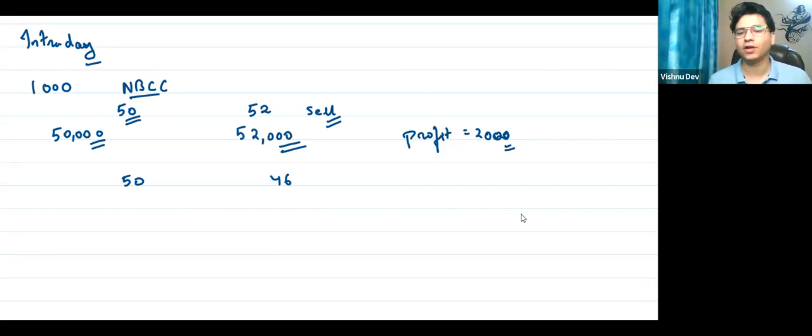Now, when you talk about a swing trader or a short-term investor, the only thing that is changing is the duration. In intraday, we are buying and selling stocks in 1 day only. But if you're keeping it for 1 week, 1 month, then you're a swing trader. As simple as that. There's no difference at all. Is everyone clear on this? Rajat, Shreya?